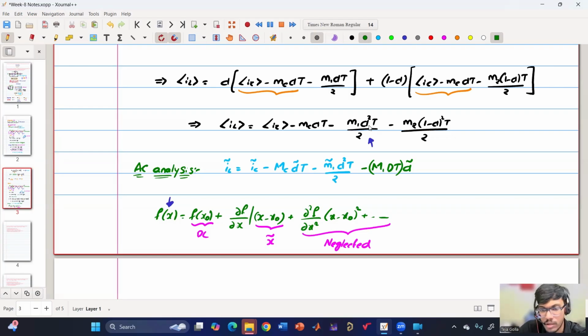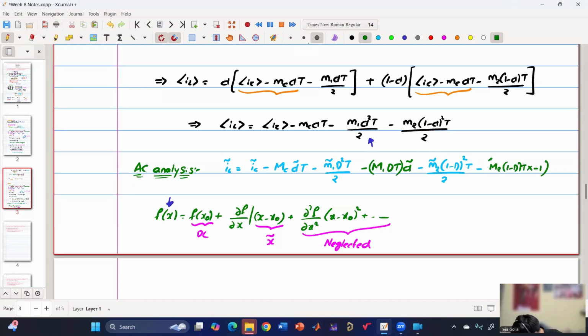Yes, sir. Okay. Similarly, for the M2 part, we'll get two terms. One is minus M2 perturb. Again, this should be capital D. So this is D square into D. Here M2 perturb into 1 minus D whole square into T by 2. Again, if we take the differentiation, then we will get, the 2 gets cancelled, M2 into 1 minus D into minus 1 whole into D perturb.